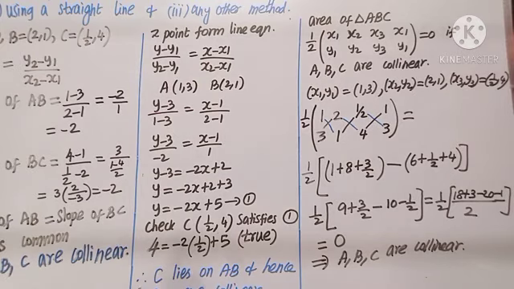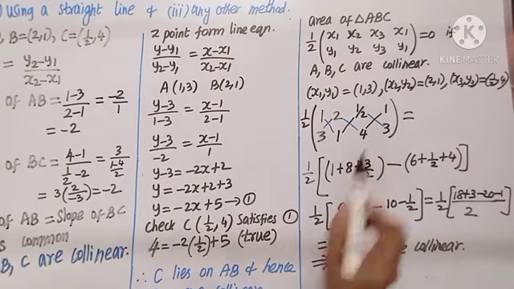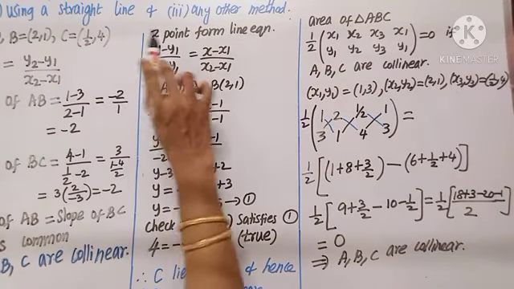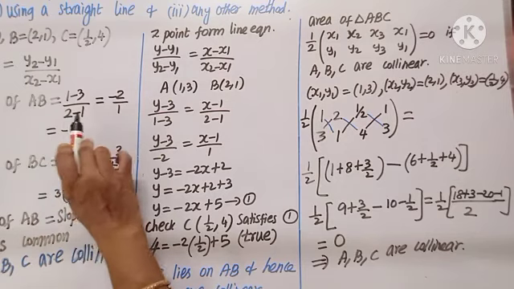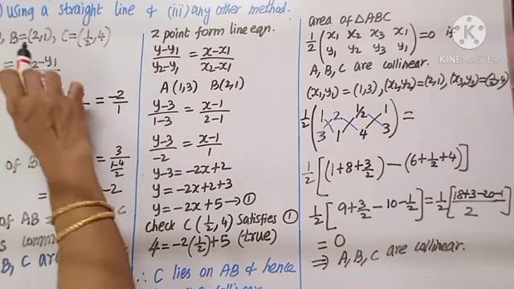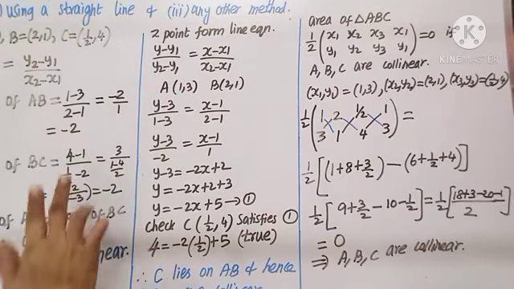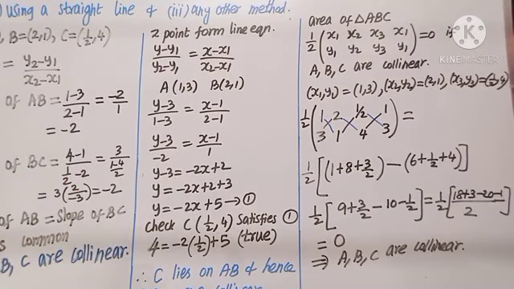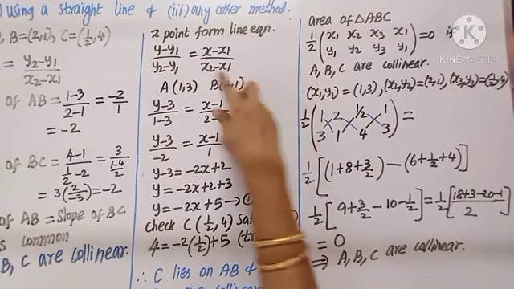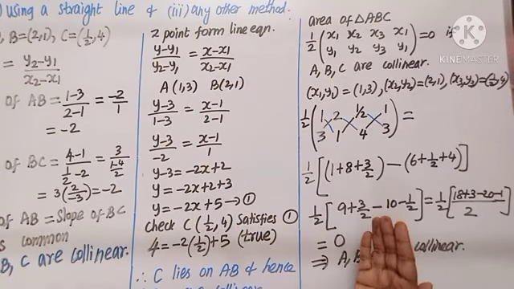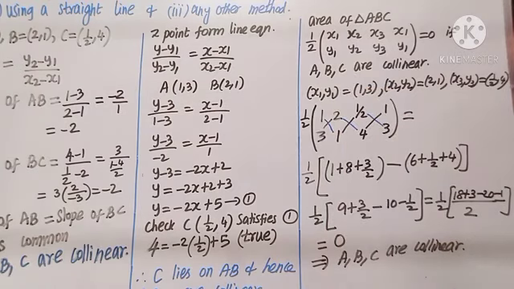So in this problem, we have done three different methods to show three points are collinear. Slope tells me the slope of two points and the slope of the other two points must be equal, or find a line connecting two points and show the third one satisfies it, or else show that the area of the triangle is 0.